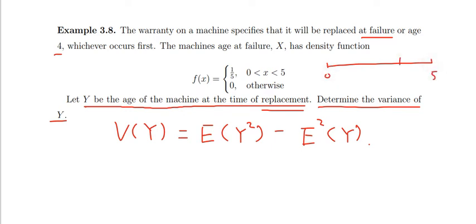So if X is between 0 and 4, Y, the time of replacement, is just equal to X. When the machine fails, then we replace it, so Y is the same as X. And if the machine can still work, we will replace it anyway, so in that case Y equals 4. Okay, so this is Y.